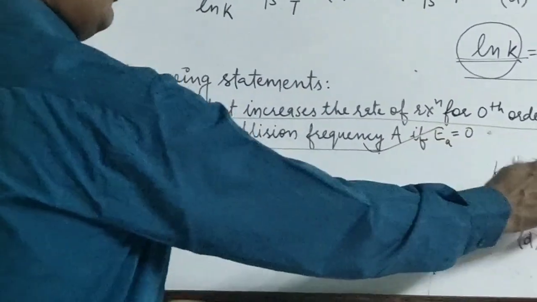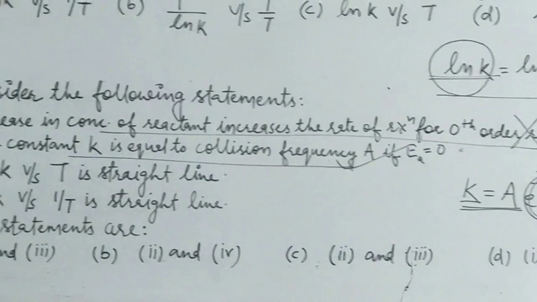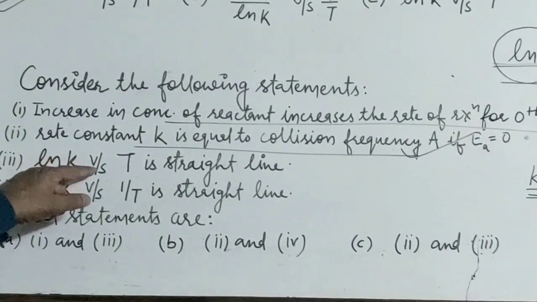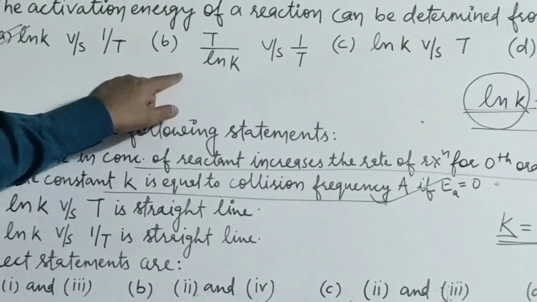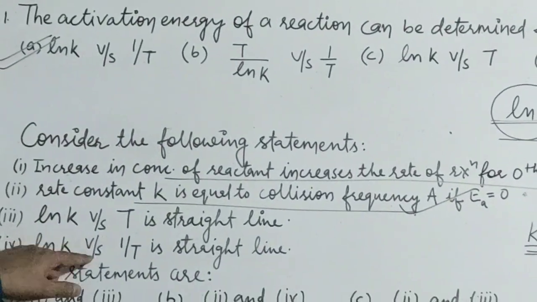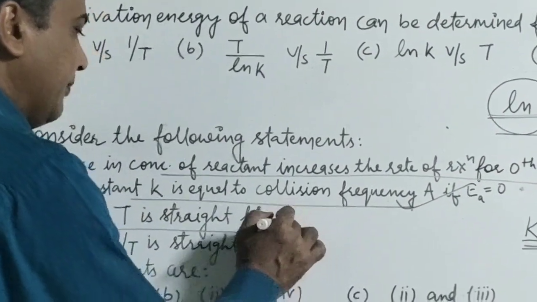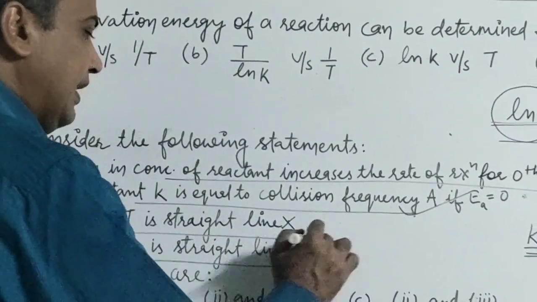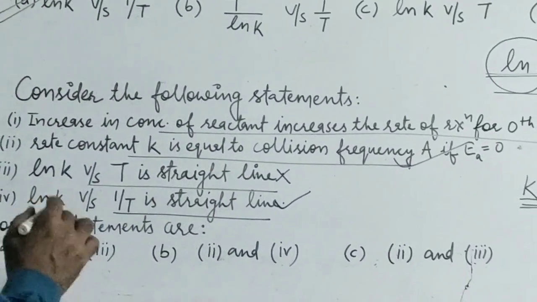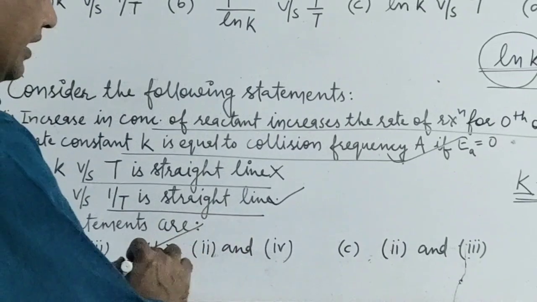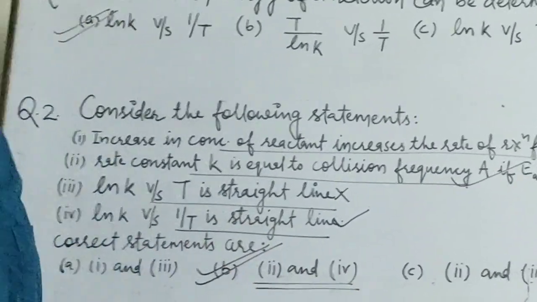If Ea is equal to 0, K is equal to A. Third statement, log K versus T is a straight line. From our last question we know the graph between log K and 1 upon T is a straight line. So this one is a wrong statement and the fourth statement is correct. So the second and fourth statements are correct. Out of the given options, B is the correct answer.